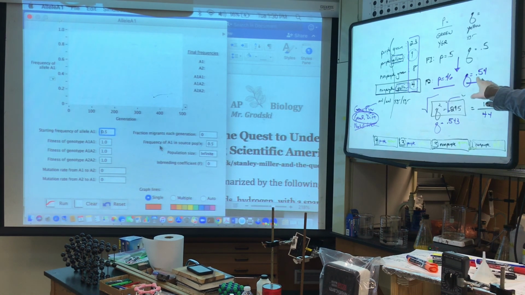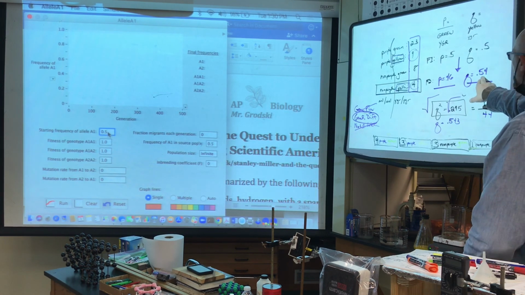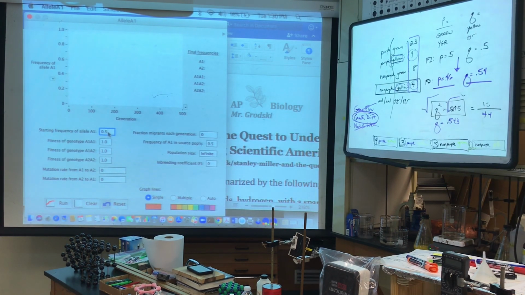So let's do the Q is 0.54. I'm going to type in right now, this is the fitness. Starting allele is A1. We're going to make this the allele 0.54. Now we're going to run this. Now the population size was what? 44. Okay, let's run it. It's gonna die out, isn't it?